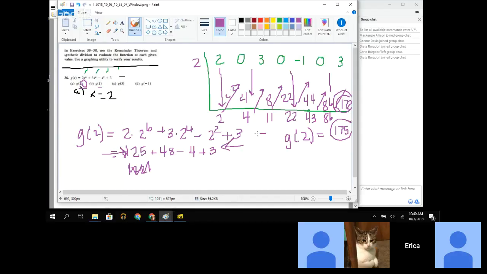So probably something with this line is wrong. But if I type this into Desmos, I get 175. I'm pretty sure that's right. So maybe synthetic division is the easier way to do it. I'm not quite sure. So that's one possible way to solve that.